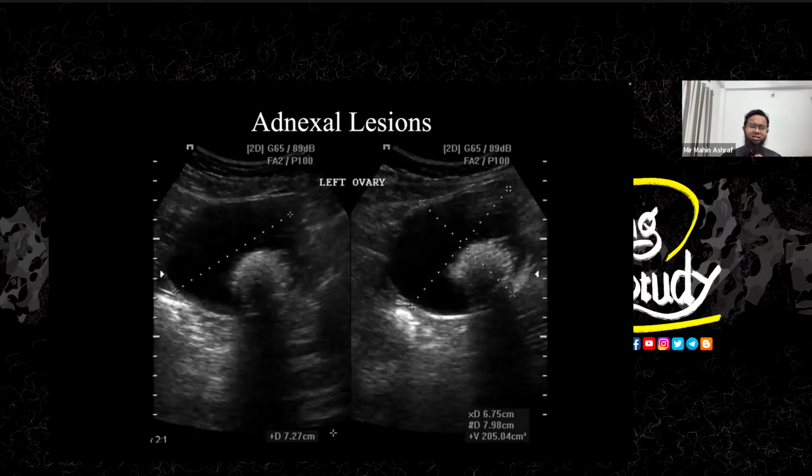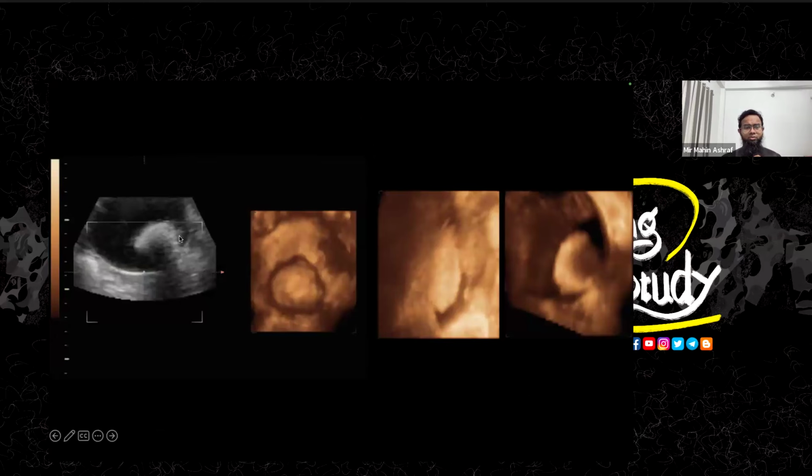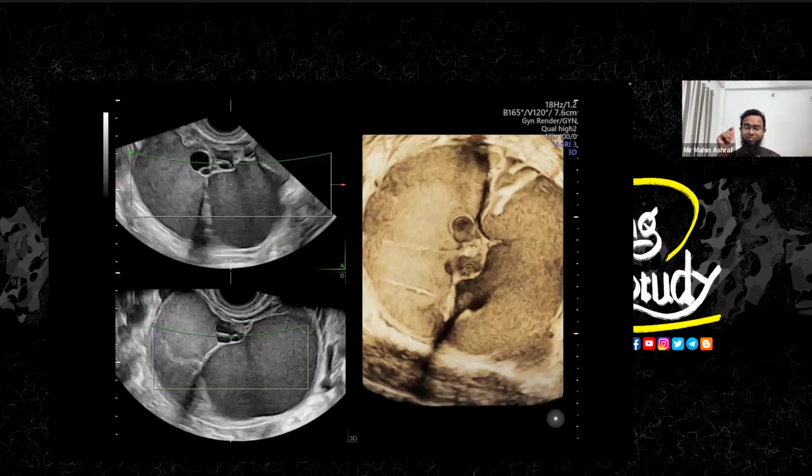So for adnexal lesions, you also can use it, especially for the dermoid. You can see the dermoid ball here, which can be presented on 3D. I use it to see the molar tooth inside the dermoid. So tooth can be well understandable using 3D. I think I have a video of dermoid cyst showing molar tooth on my YouTube channel.